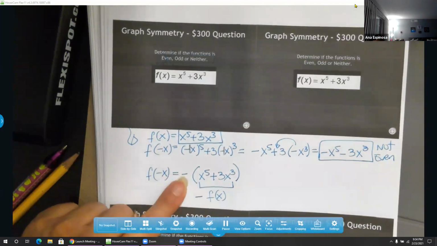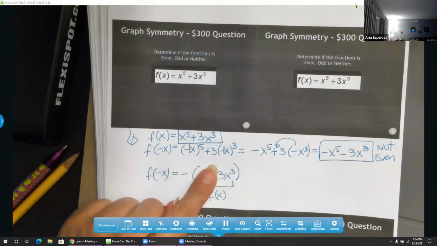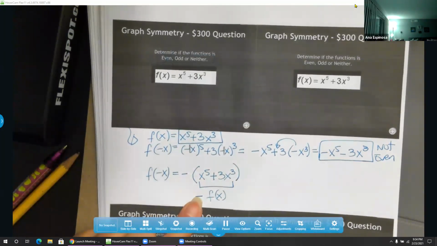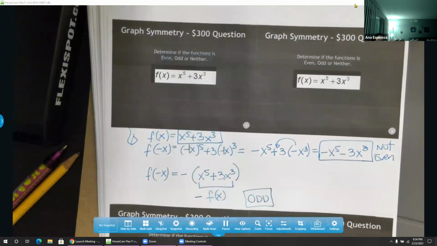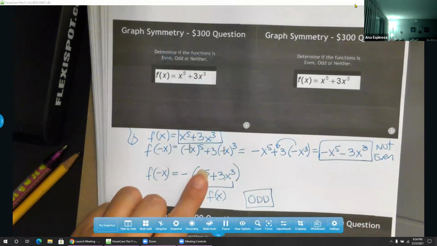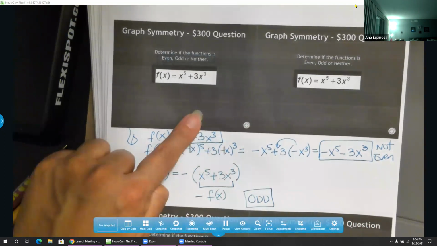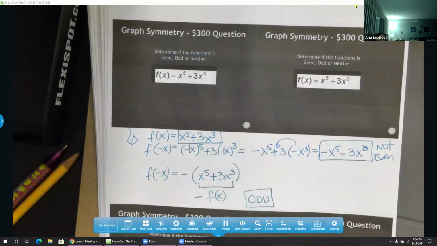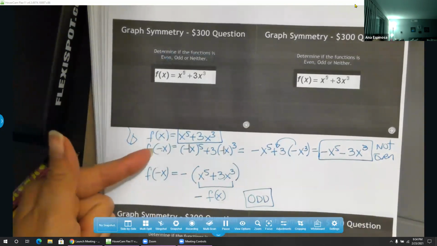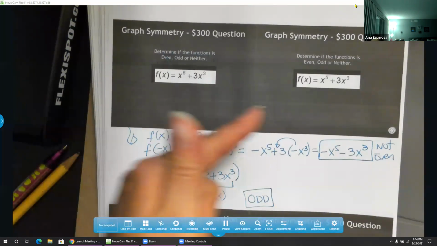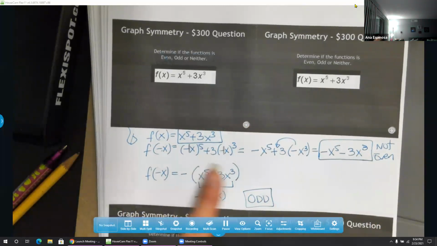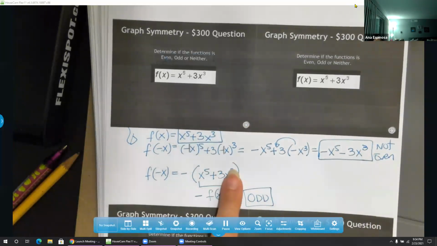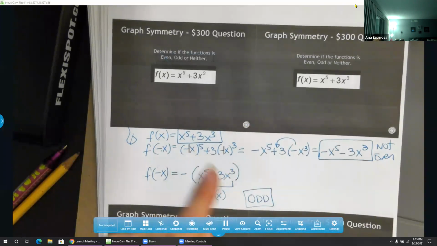If you end up pulling a negative out and that gives you the negative of the original, then it means it is odd. Let's say you pulled out a negative and the function in here is not the original, then it would be neither. So you always start plugging in a -x for x. You check if it's the original, check if it's even. If it's not, pull out a negative. If the inside is not the original, then it's neither. If it is, it's odd. Okay?